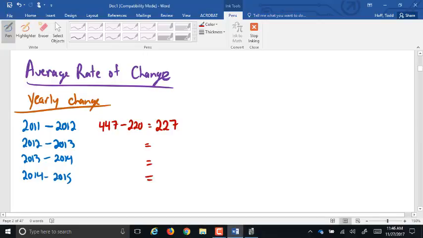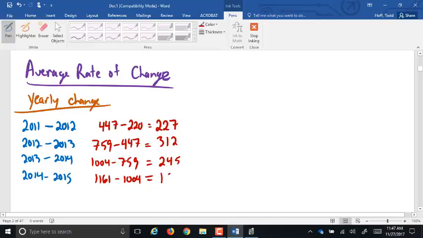Okay, so for 2012 to 2013, they went from 447 to 759. So 759 minus 447 is 312. Perfect. Then it went from 759 to 1004. 1004 minus 759 is 245. And then it went to 1161 minus the 1004, which is 157.